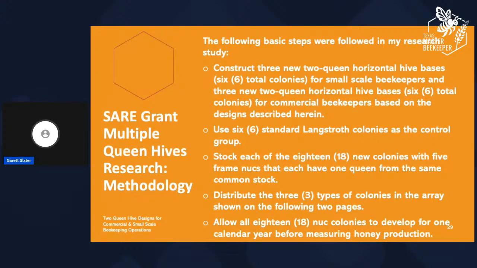So as I mentioned, I was awarded a SARE grant to look at this. And these are the methodology, the research steps that I used in my research. So my basic concept was I was going to use 3 of these configurations, for a total of 6 colonies of each, and then use 6 standard Langstroth double deeps as a control group in my apiary. And then the first year, because I started with all 5 frame nukes, let them build up for 1 year. And then the second year is when I measured the actual honey production.